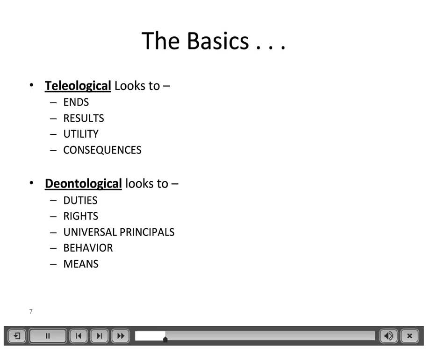The deontological focuses very differently on your behaviors as a means to an end. It's what you chose to do and why you chose to do it, based on universal principles of rights and duties, and the deontological cares more about the intentions. Even if the outcome is not good, if your intentions were in the right place, that's what matters most. So that's how those two basics differentiate.